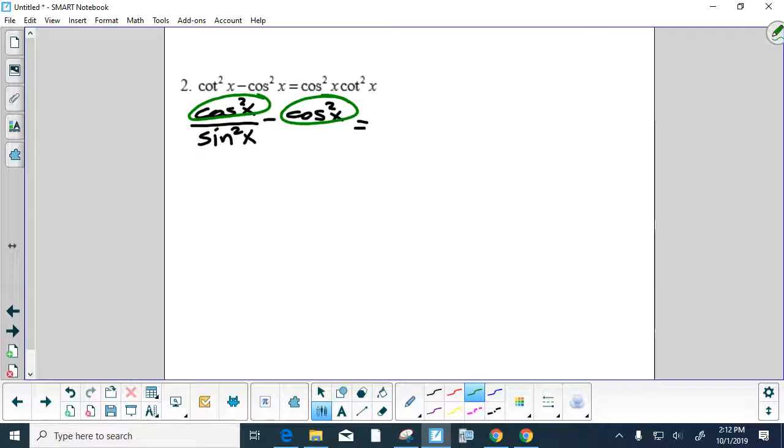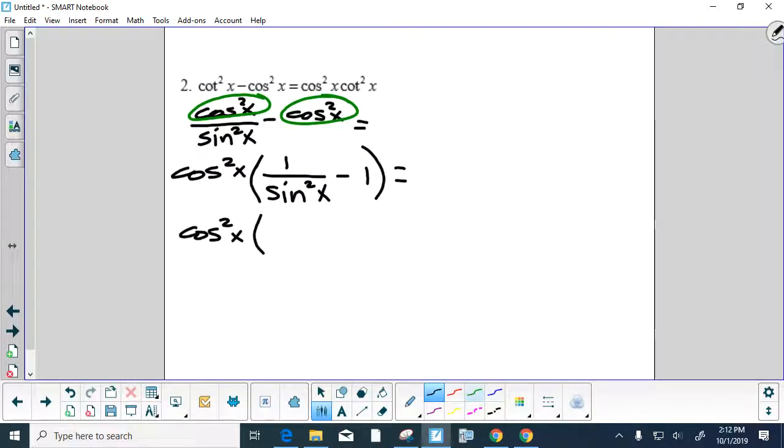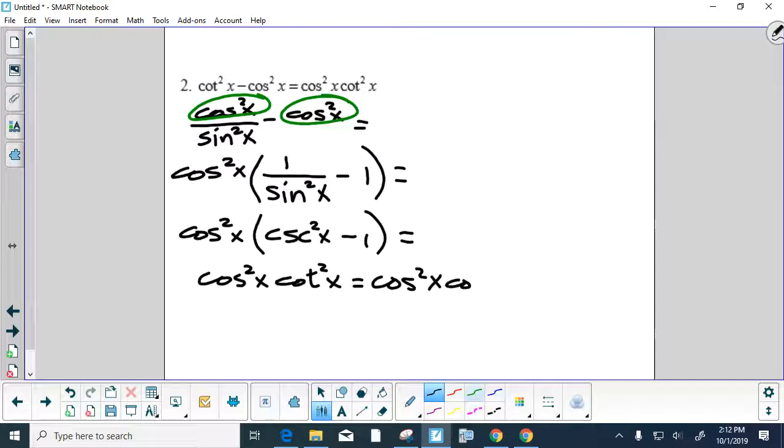Why would I factor that out, you suppose? Because do I need a factor of cosine squared on the right? So I'm going to factor out a cosine squared x. And what's left? 1 over sine squared x minus 1. And this is times cosine squared x. And what is 1 over sine squared? Cosecant squared x minus 1. Wouldn't it be nice if that equals something? Cosecant squared x minus 1 equals cotangent squared. So are we happy about that? Yes, so this is cosine squared x times cotangent squared x equals cosine squared x times cotangent squared x. And we're happy about that because we solved this one.